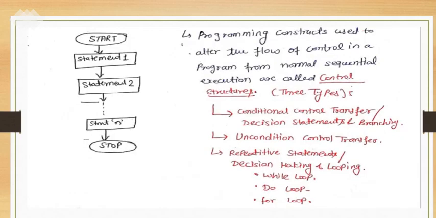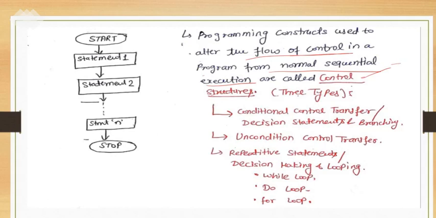Programming constructs can be used to alter the flow of control from the normal sequential execution of a program. That's why it's called a control structure. A control structure is one which alters the flow of control in a program from normal sequential execution. The normal behavior of a C program is sequential execution, and the control structure alters that flow of control. That's why it's known as a control structure.